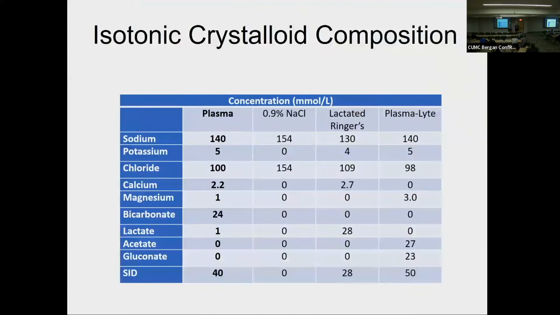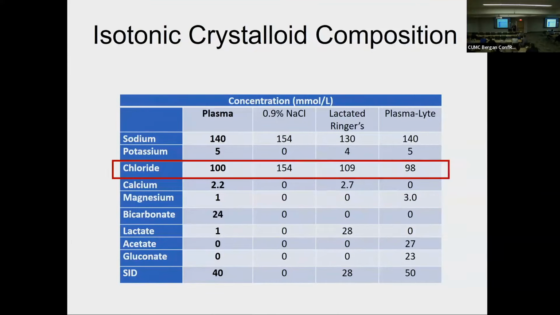There are differences between the fluids. Here you can see the column on the left is your actual plasma concentration, and then you've got saline, lactated Ringer's, and Plasma-Lyte. Specifically, if you look at chloride, saline is hyperchloremic relative to your plasma chloride, and balanced fluids and Plasma-Lyte are isochloremic, very, very similar. There are other differences. For example, lactated Ringer's and Plasma-Lyte have some organic anions in them, whether it's lactate or acetate and gluconate, depending on which one. There's a little bit of potassium, and we can talk about that at the end if you all have questions about it.